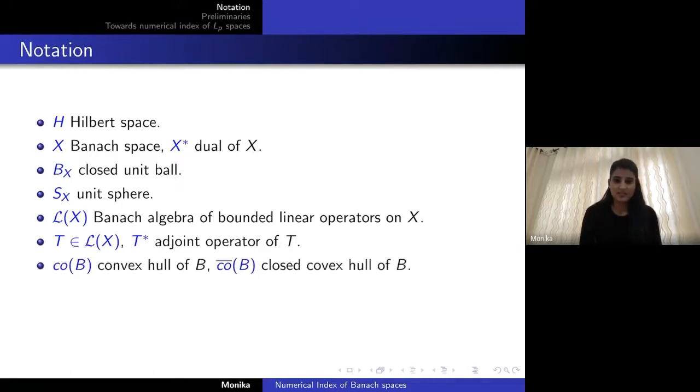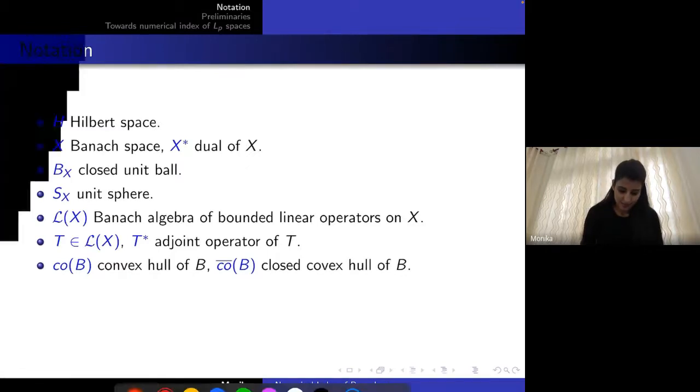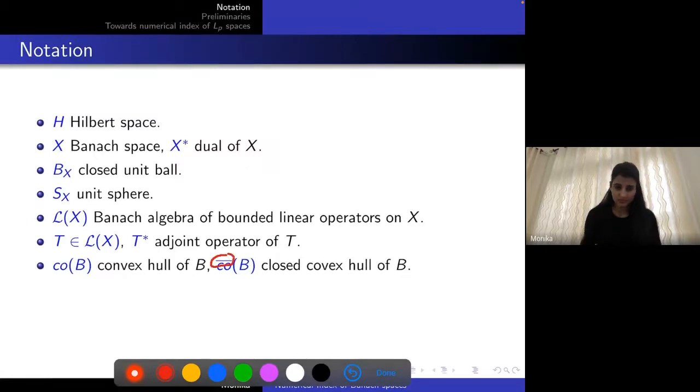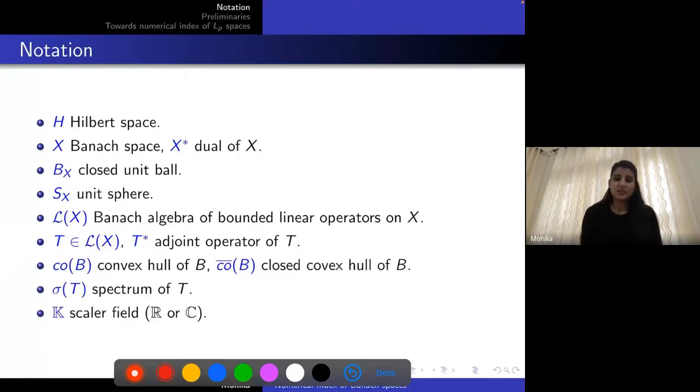By co-B, we will denote the convex hull of B, and by the bar, we will say it's the closure. So this is the closed convex hull of B. By sigma T, we will denote the spectrum of operator T. And by script K, we will denote the scalar field. If I'm going to use any other notations, I will mention them at that point. And if you are still confused about any notation, please feel free to ask.